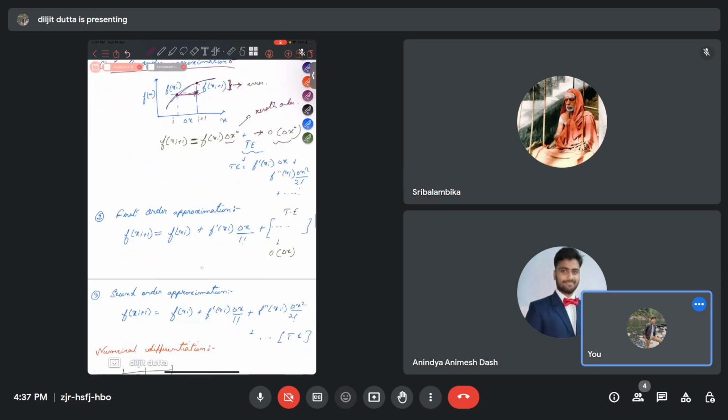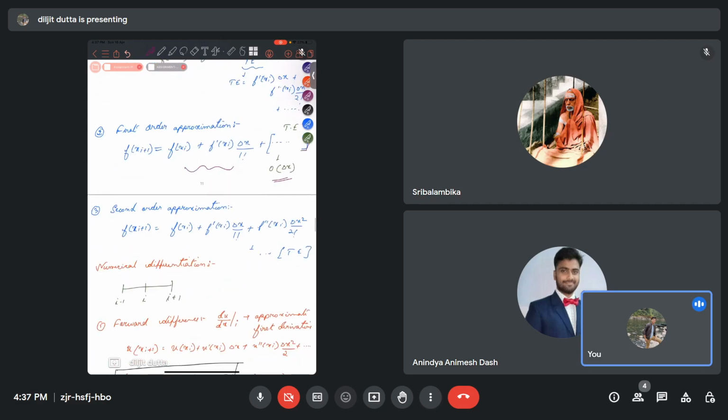Now second is the first order approximation. In first order, we assume that f of xi plus 1 is equal to f of xi plus f dash xi into delta x by 1 factorial. We consider two terms in the Taylor series, and the other terms come in the error, and this truncation error will be of the order of delta x. And thirdly, there is the second order approximation. Here we will be considering three terms, up to f double dash of xi into delta x square, and the other terms will become the truncation error, which will have the order of delta x square.